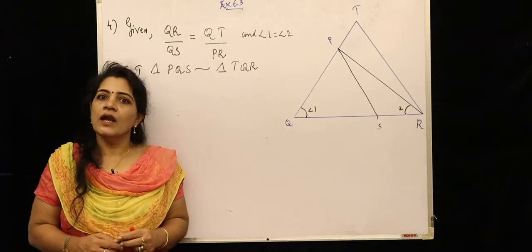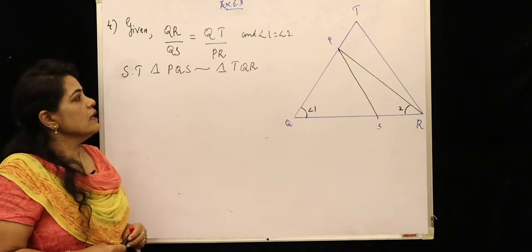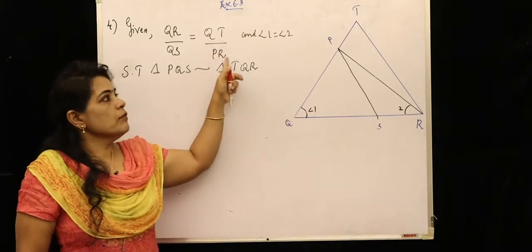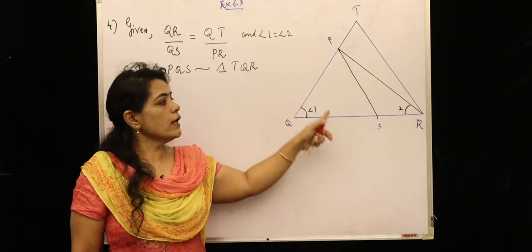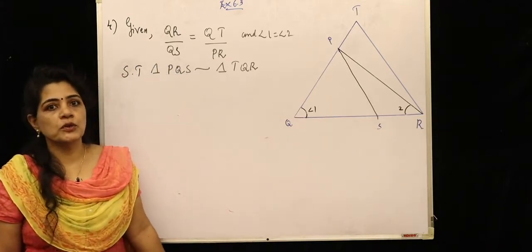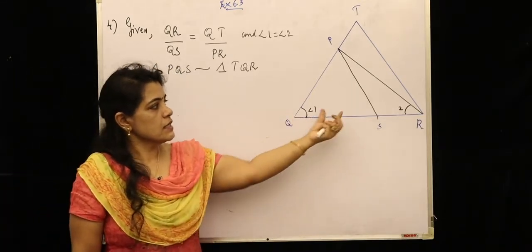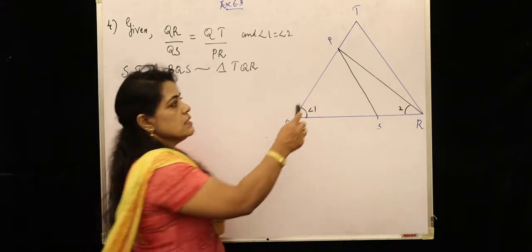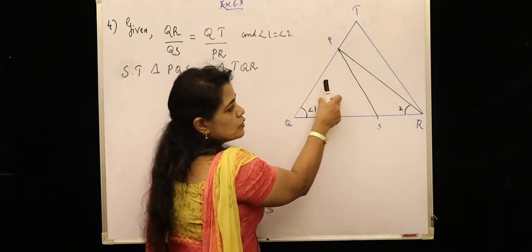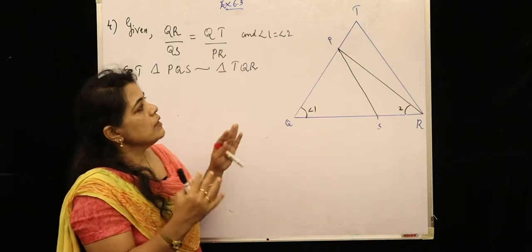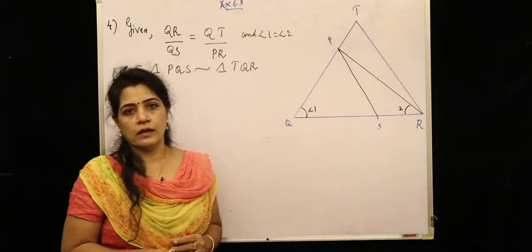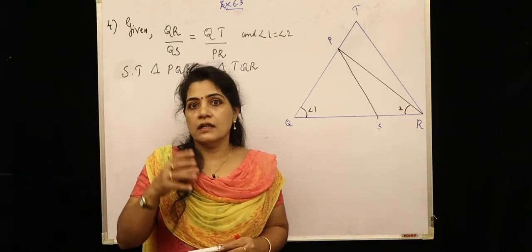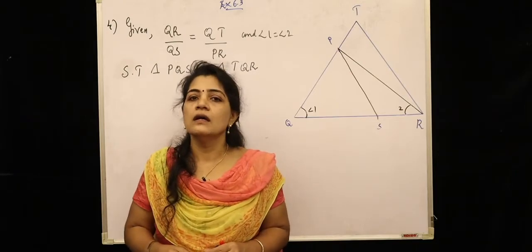Idea is clear, children? Now we are moving to the fourth question. Here the ratio QR by QS equal to QT by PR and angle 1 equal to angle 2. We have to show that triangle PQS is similar to triangle TQR, the big triangle. That is, this is the triangle PQS, this portion. This triangle is similar to that big triangle TQR. We are given two details. From this given statement, we are going to start the problem. We have to apply that result in order to get the required answer.